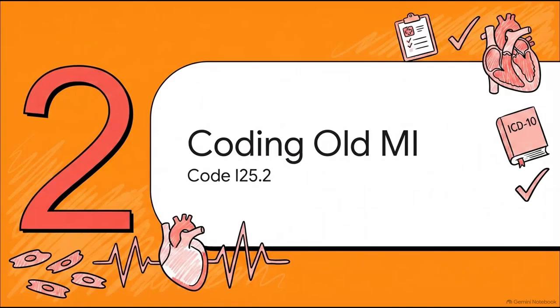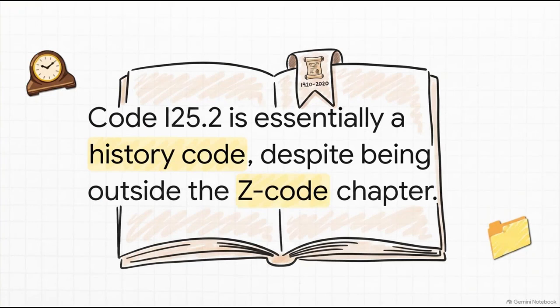Moving right along to Section 2, coding an old MI, specifically code I25.2. Okay, so code I25.2 for an old myocardial infarction is fundamentally a history code. It essentially tells the story of a past MI that's older than 28 days. It's often diagnosed on an ECG or some other investigation, and the patient currently has zero active symptoms.